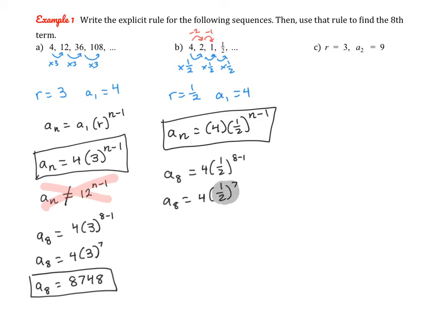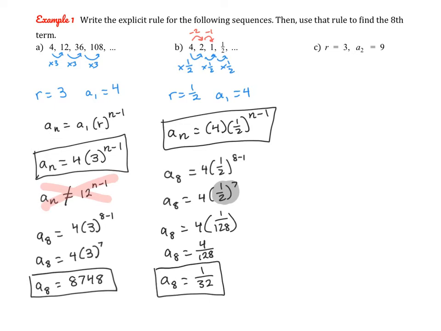So let's do this part first. So we have a sub 8 equals 4 times, well, 1 to the power of 7 is just 1. And then we can do 2 to the power of 7 for our denominator. And we get 128. So this right now is 4 over 128. Remember, when you're multiplying a whole number to a fraction, it only goes to the numerator. And then this fraction we can simplify if we divide the numerator and denominator by 4. So we end up with 1 over 32. And there you have it.